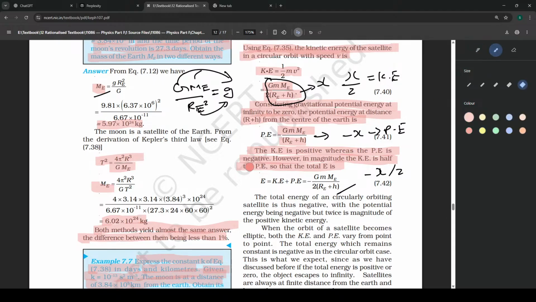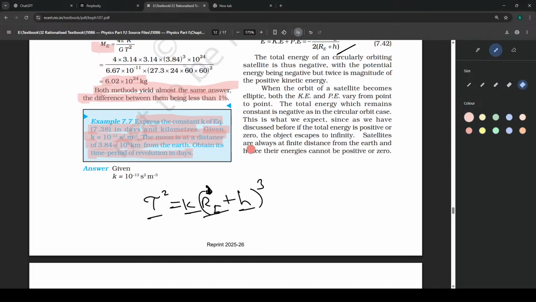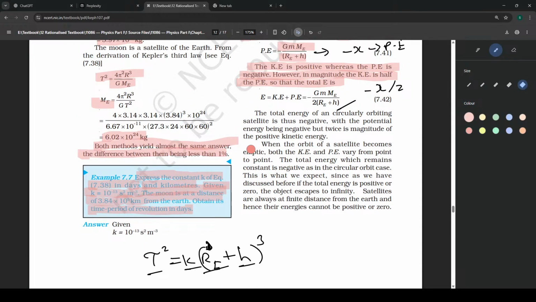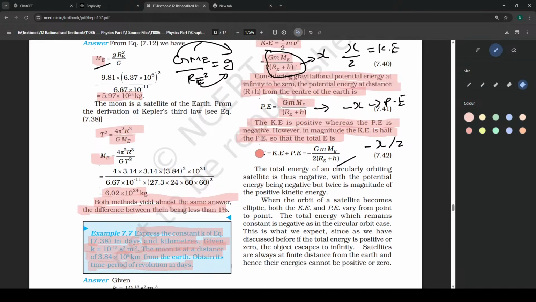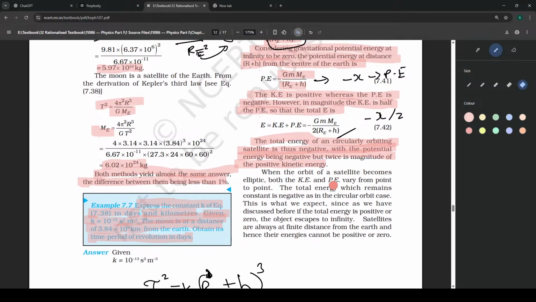The total energy of the satellite, the sum of potential and kinetic energy, should be equal to the negative of the potential energy. The total energy of a circularly orbiting satellite is thus negative, with the potential energy being negative but twice in magnitude of the positive kinetic energy.